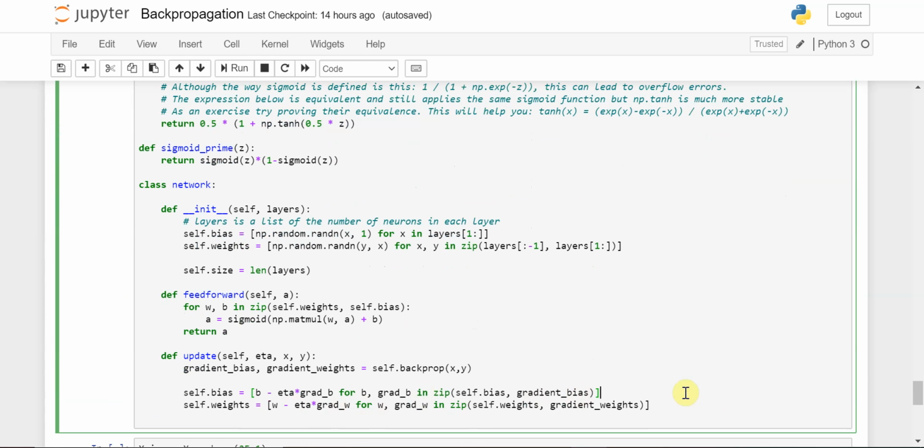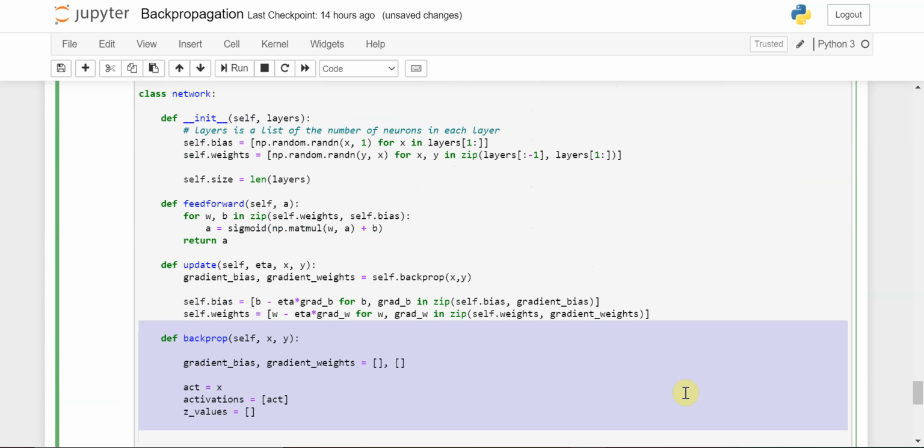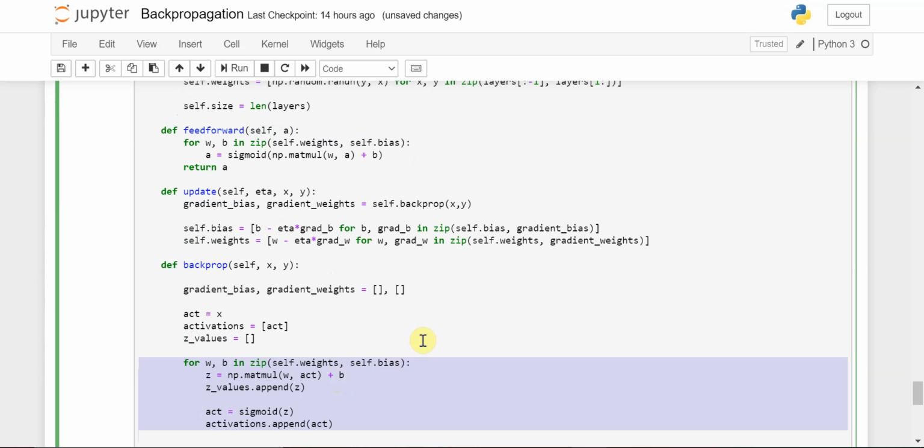And now we create our backpropagation method. We first initialize everything that we have to remember. And then we perform the forward propagation, but this time keeping track of what the activations are and what the z-values are. Notice that the number of elements in activations will be one more than the number of elements in z-values. And that's because activations also contains the input layer.